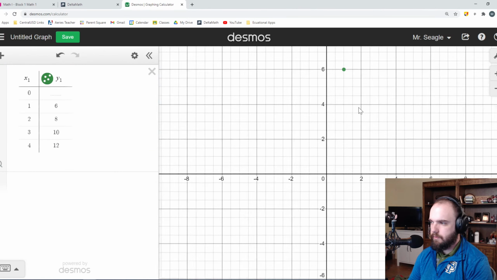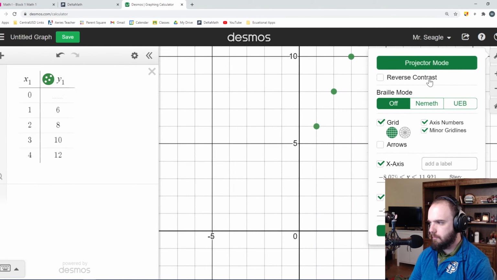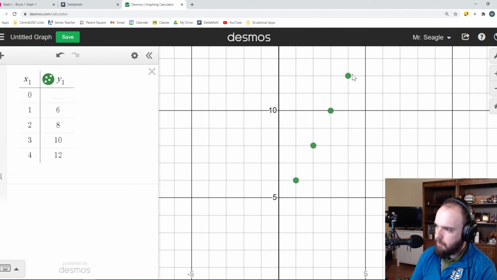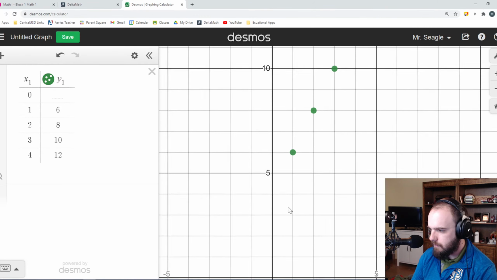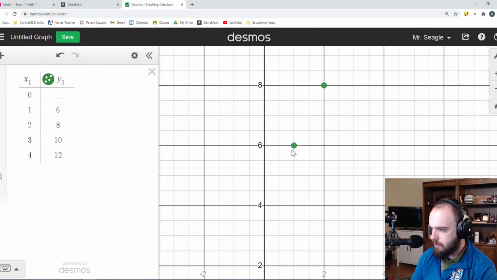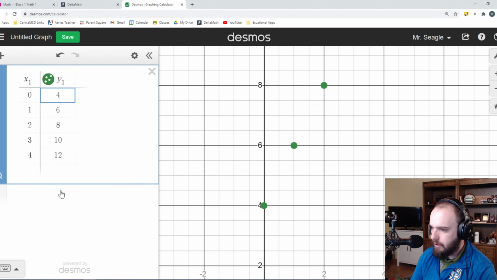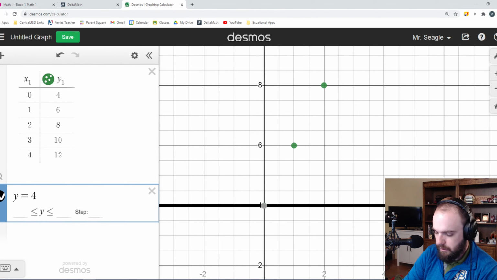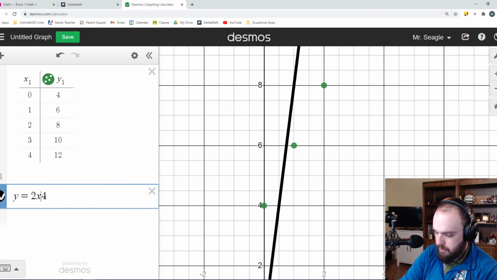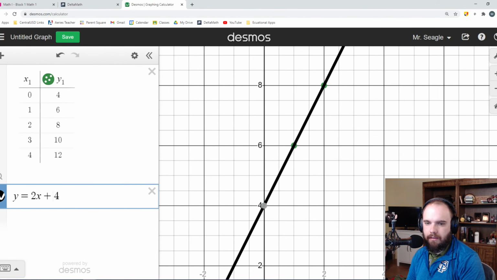All right, so if I look at where this is, I'm going to go ahead and put it in projector mode. We can kind of start to see the pattern, right? So I'm going down 2 and to the left 1. I'm going down 2 and to the left 1. So I'm just going down 2 from here, from 6. Minus 2 is going to give me a 4. My y-intercept is going to be right there at 4. We can even write the line for that, right? So my y-intercept is positive 4. Slope is 2. So it's going to look just like that, okay?